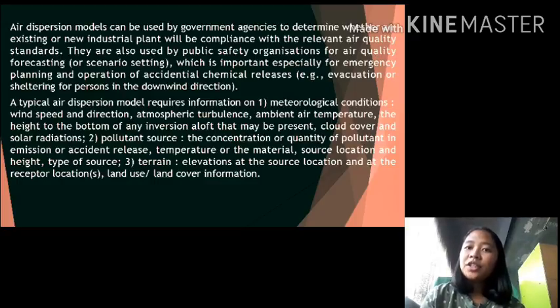A typical air dispersion model requires information on 1. Meteorological condition: wind speed and direction, atmospheric turbulence, ambient air temperature, the height of the bottom of any inversion aloft that may be present, cloud cover, and solar radiation. 2. Pollution source: the concentration or quantity of pollutant in emission or accident release, temperature of the material, source location and height, type of source. 3. Terrain: elevation at the source location and at the receptor location, land use or land cover information.